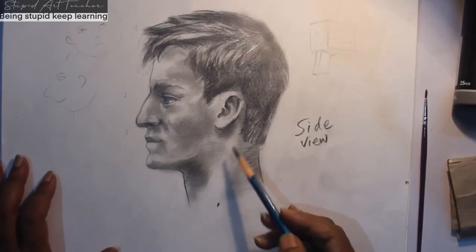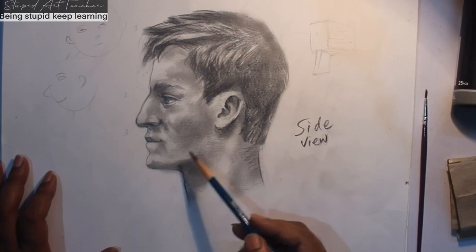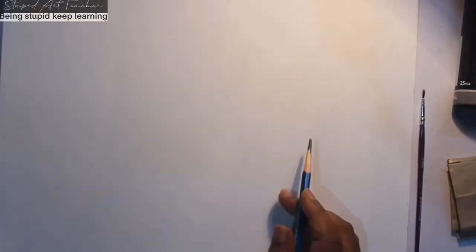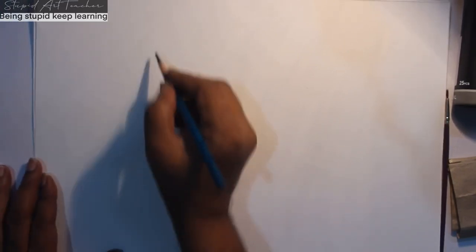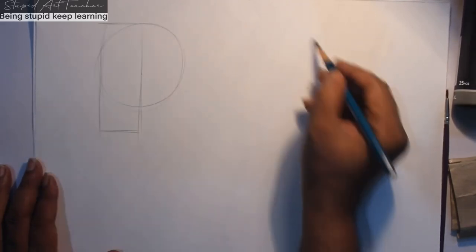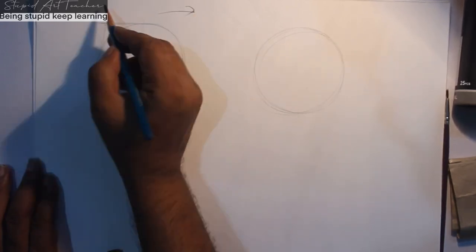Today we will draw the human face from front view. I will suggest you to go to the other video where we were drawing the face from side view. We have drawn the side face with a circle and a rectangle. Here we will draw a circle for the front view.